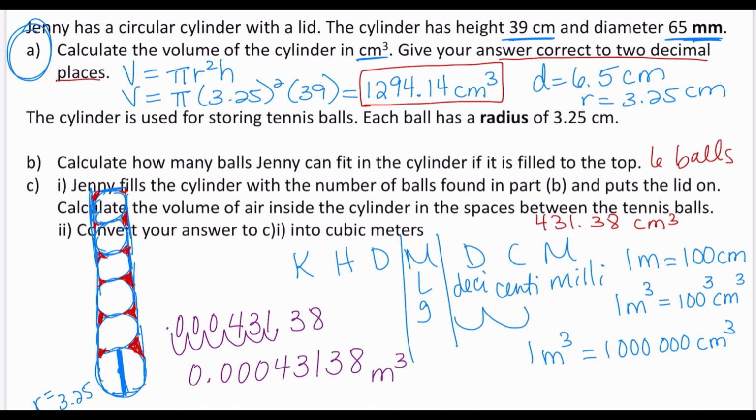If they were to ask you to write this in scientific notation, which they haven't, but if they did, then you can only have one number in front of the decimal point that's not 0. So then it would be 4.3138 times 10 to the negative 4th power. And that's only if they were to ask you to write the answer in scientific notation, or perhaps you prefer to write the answer in scientific notation.